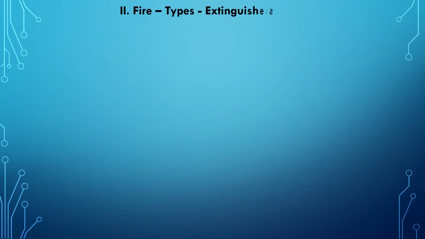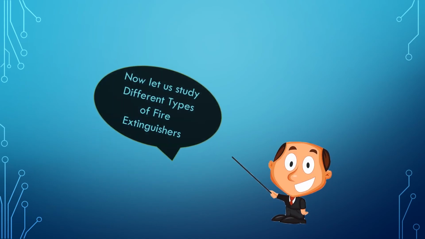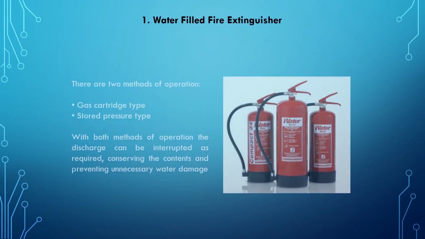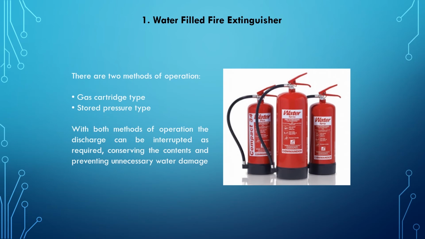Fire type extinguisher, different types of fire: Class A fire, Class B fire, Class C fire, and Class D fire. Now let's study different types of fire extinguisher. Water-filled extinguisher. There are two methods of operation: gas cartridge type and stored pressure type. With both methods of operation, the discharge can be interrupted as required, conserving the contents and preventing unnecessary water damage.